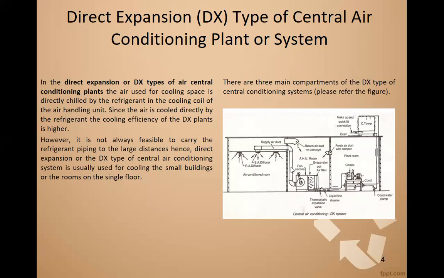Okay, direct. So in the direct expansion or DX type central air conditioning plant, the air used for cooling the space is directly chilled by the refrigerant in the cooling coil of the air handling unit. This is where the shortcut names started. Direct expansion should be DE, but they made it DX, like the X in Xmas. It's a shortcut name nowadays.